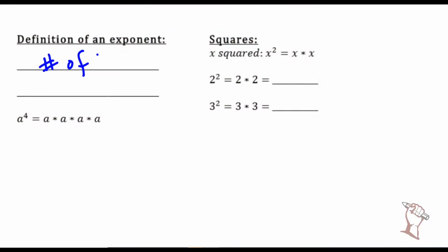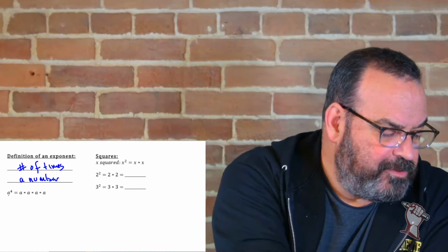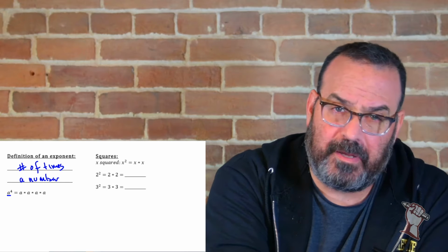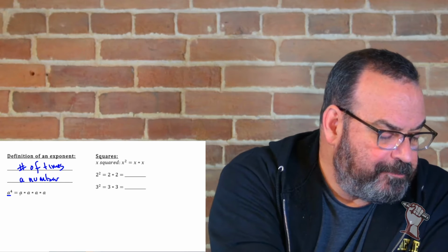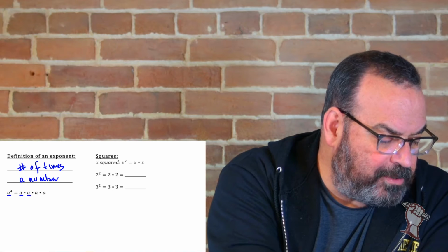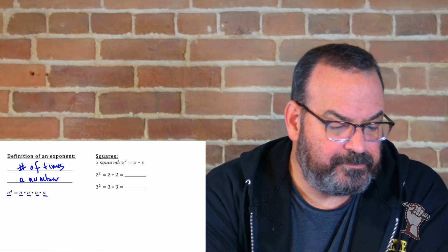What's the definition of an exponent? It is the number of times a number multiplies by itself. A number multiplied by itself. So if I have the variable a as my base in the exponent 4, it means a multiplied 4 times.